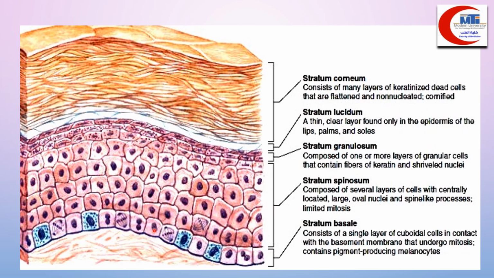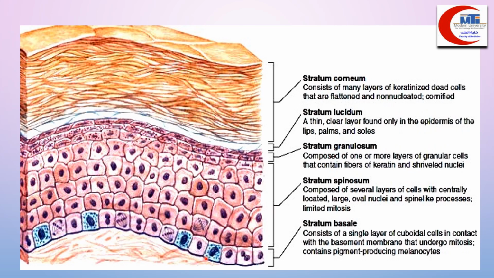The cytoplasm contains intermediate filaments (tonofilaments) and melanin granules, and the cells are attached to each other by desmosomes, and the cells bind to the underlying basement membrane by hemidesmosomes.